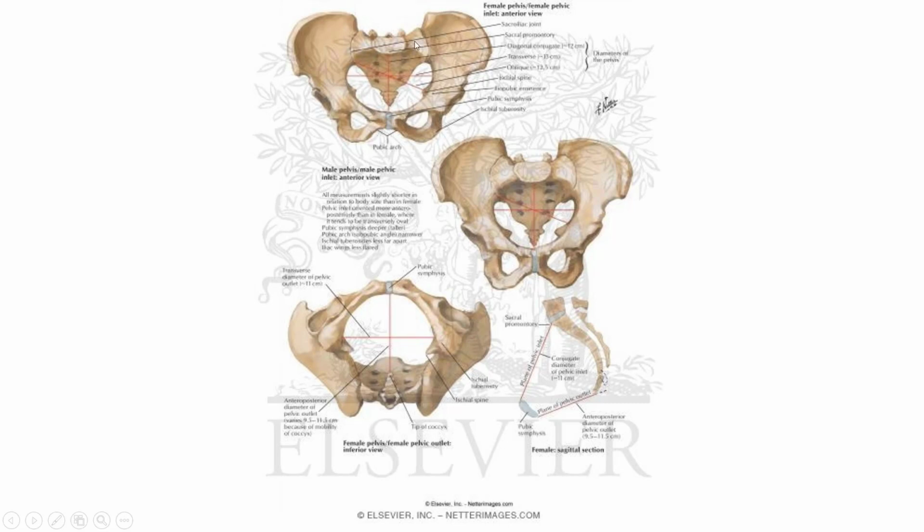But if you just drew a straight line from the sacral promontory to the top of the symphysis pubis, and here it is down here in this lower right hand image, the sacral promontory to the top of the symphysis pubis, that would be the pelvic inlet.